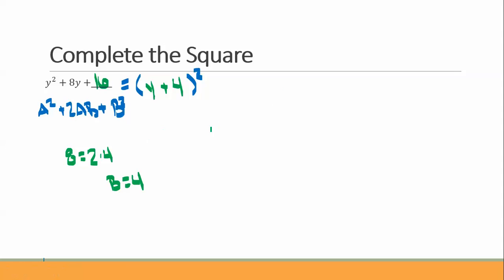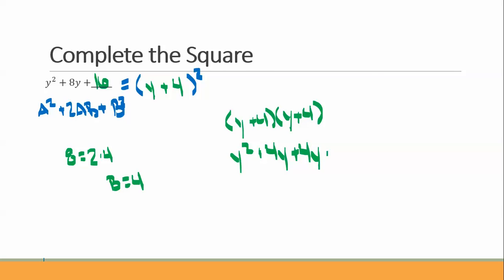You can always check your answer with these, just like you have been. y plus 4 times y plus 4, that's y squared plus 4y plus 4y plus 16, that's y squared plus 8y plus 16. So our 16 here is what's completing our square.